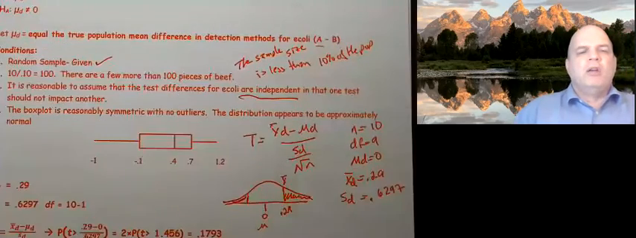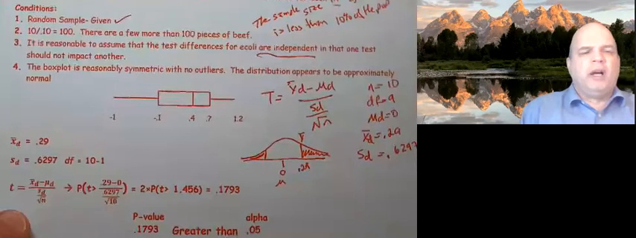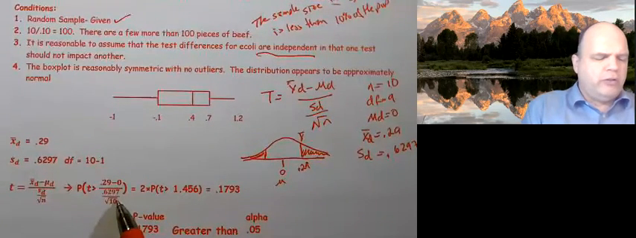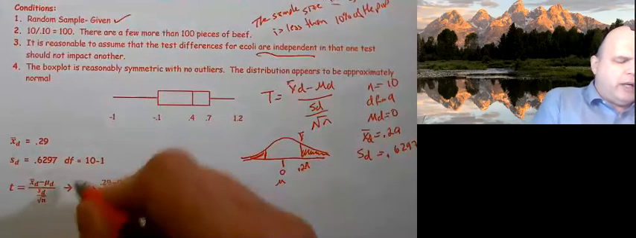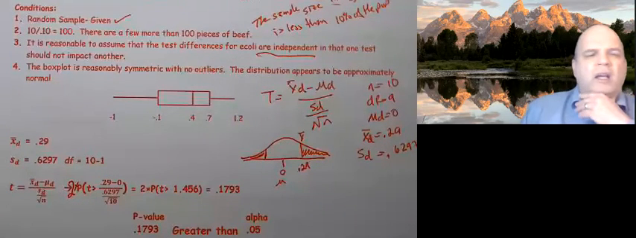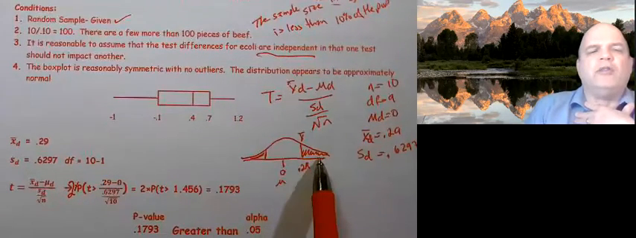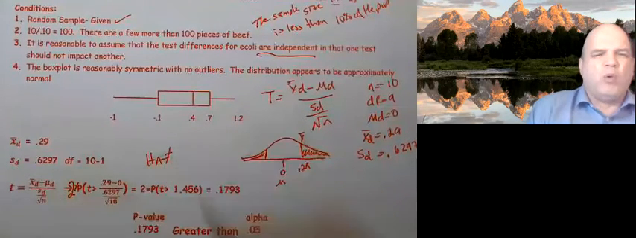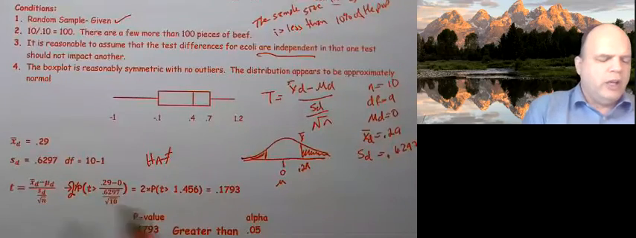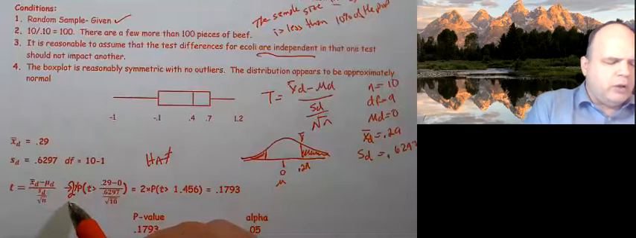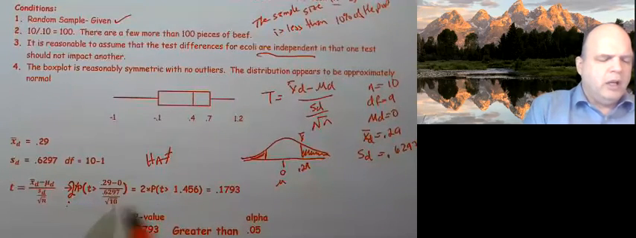All right. So I plugged in my values, 0.29, that's my x bar d, minus 0, over 0.6297 divided by the square root of 10. Technically, right here, there should be a 2 times. And you're like, well, why? Well, because I shaded to the right, that's a greater than, but my alternative hypothesis was not equal. So it needs to be 2 tails. Anytime you have a 2-tailed test, you need to multiply by 2. So there should be a 2 here. So 2 times this probability.